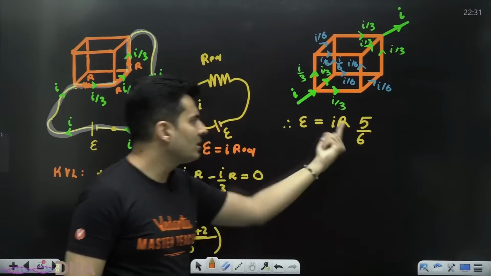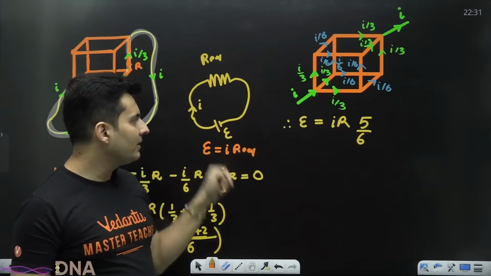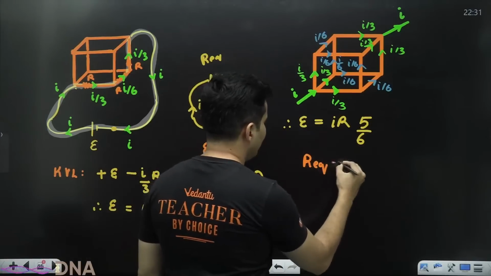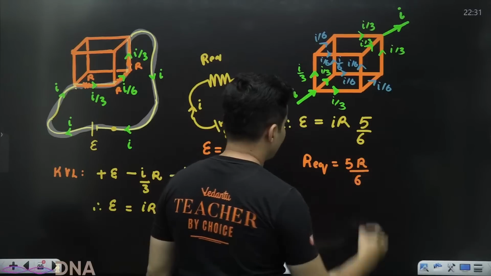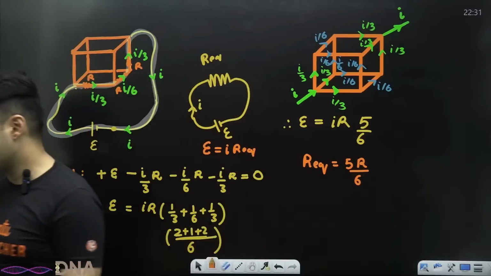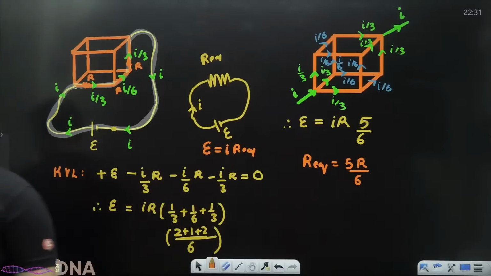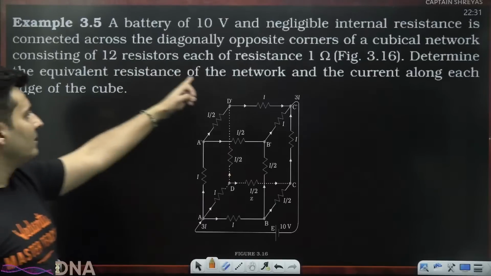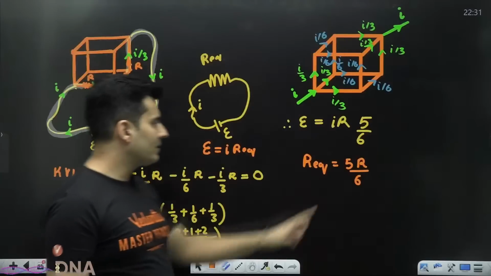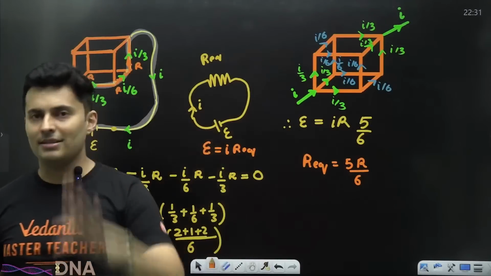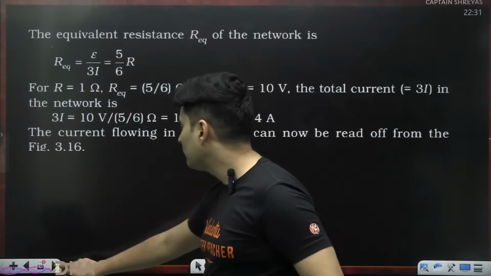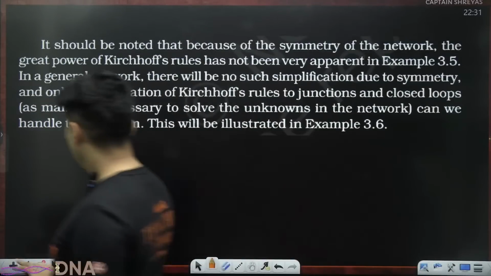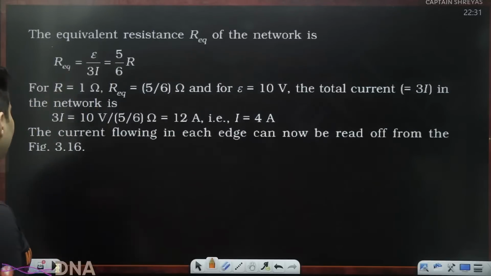So doesn't this equation resemble that? Isn't this resembling this? So that means this entire cube is behaving like 5R by 6. Got it? Everyone? So hence the equivalent resistance is 5R by 6. Since our original resistance was 1 ohm, if R is 1, 5 by 6 ohms is the answer. That is what they have done, but in some fancy manner. 5 by 6 R.